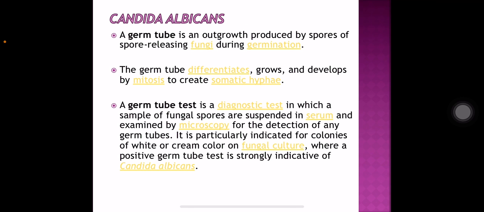Candida albicans has a property called germ tube. Germ tube is an outgrowth produced by the spores of spore releasing fungi during germination. The germ tube differentiates and grows and develops by mitosis to create somatic hyphae. A germ tube test is a diagnostic test in which a sample of fungal spores is suspended in serum and examined by microscopy for the detection of any germ tubes. So, germ tube is a protrusion coming out of the yeast cell. It is particularly indicated for colonies of white or cream color on fungal culture, where a positive germ tube test is strongly indicative of Candida albicans. So, germ tube test positive is a property of Candida albicans.